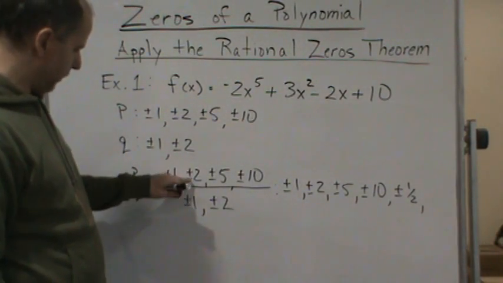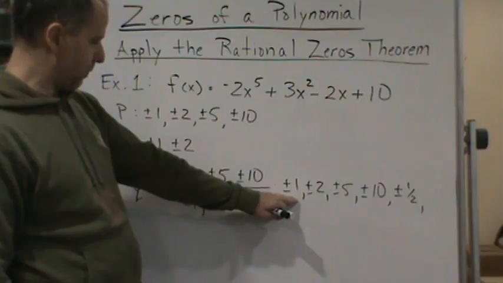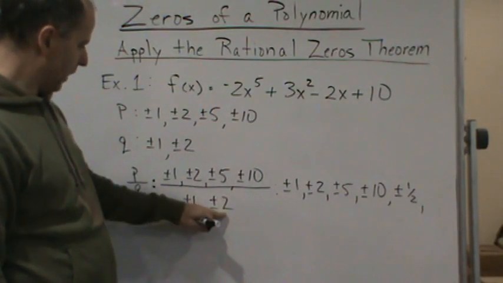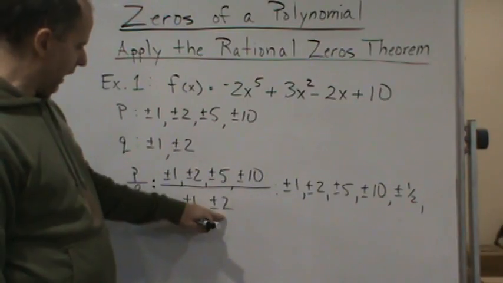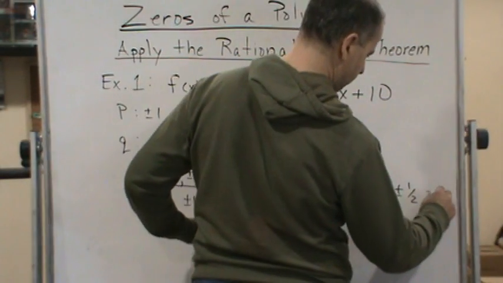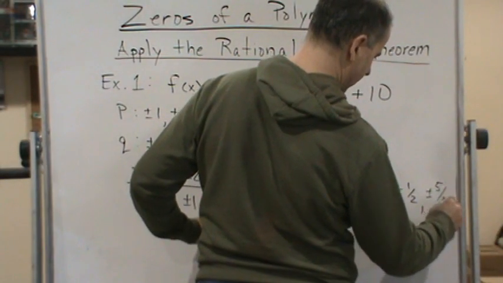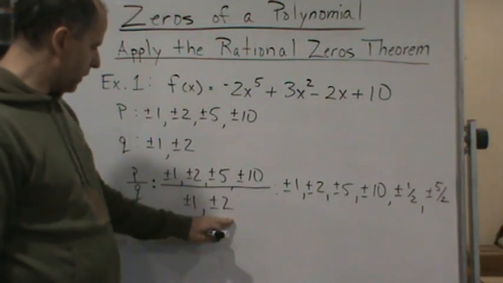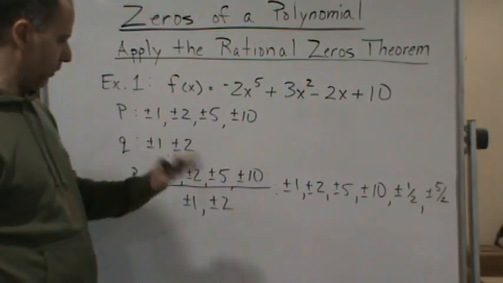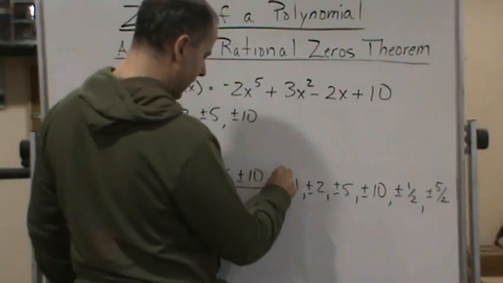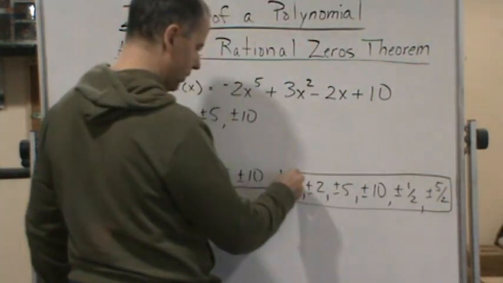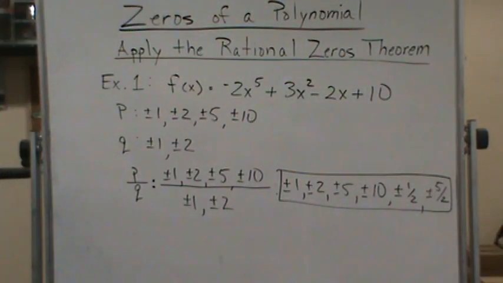Plus or minus 2 divided by plus or minus 2 is going to give me plus or minus 1. So that's going to just give me a duplicate value. I don't need that. And then here it's going to be 5 divided by 2. So I'm going to have plus or minus 5 halves as a possible candidate. And then 10 divided by 2 is 5, but I already have that. So I don't need to write that again. So then my list of possible rational zeros will be that.